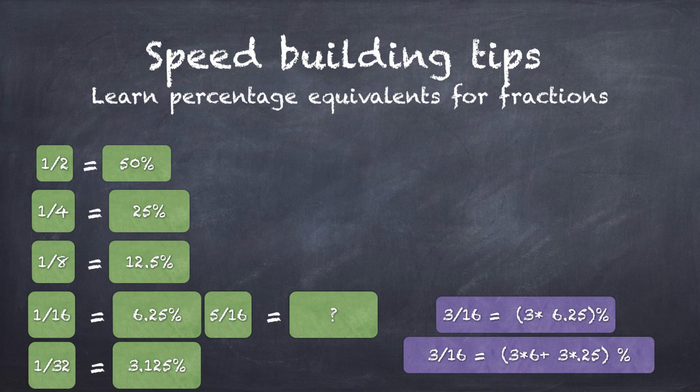How about 5 by 16? Just some practice. So 1 by 16 is 6.25. 5 into 6.25. So I will again break it down. 5 into 6 is 30. And 5 into 0.25 is 1.25. So my answer would be 31.25.